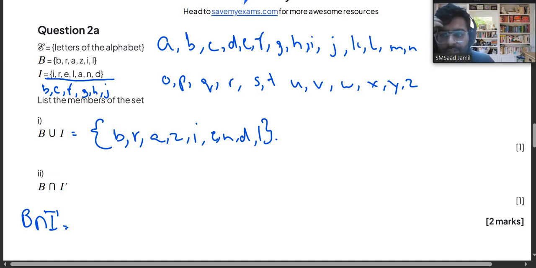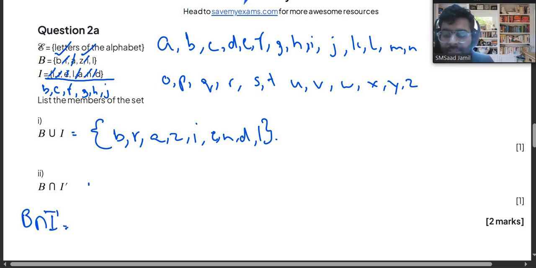Alright, B intersection I complement means now that we just remove the common ones right now. What are the common ones? I is common, remove I. R is common, remove R. A is common, remove A as well. And now we will remove N, D, E as well. So the only ones that are remaining in B are B and Z.